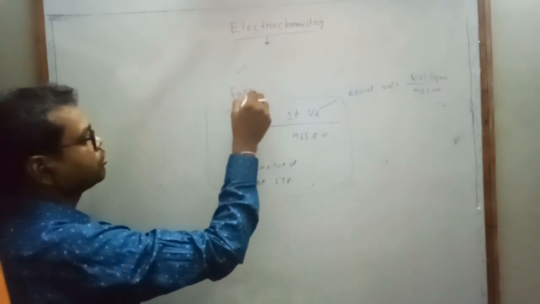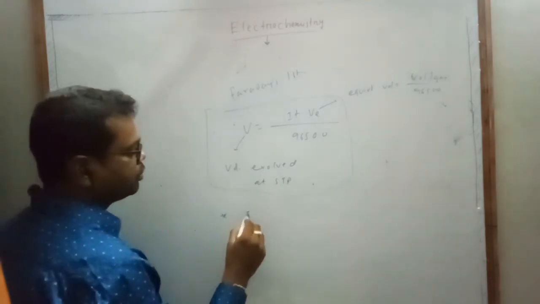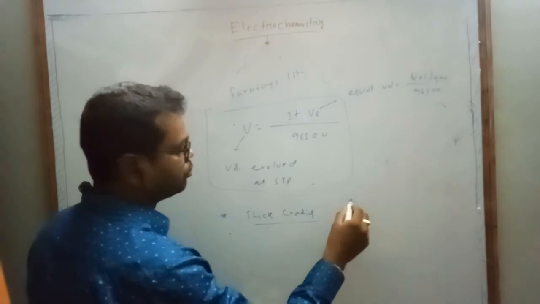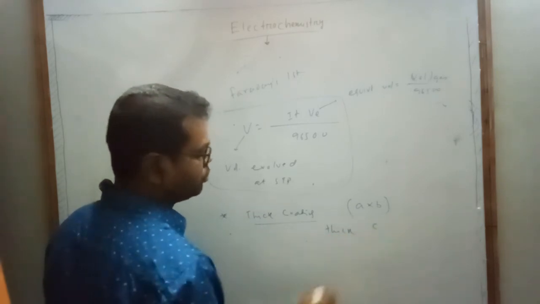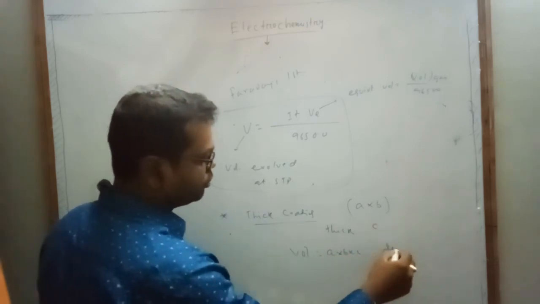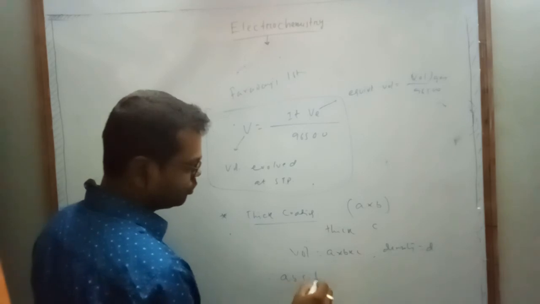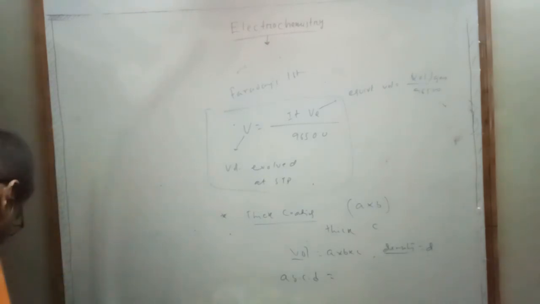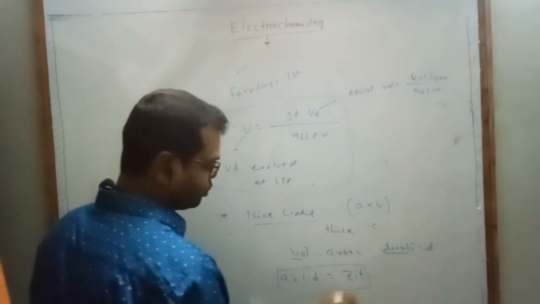This is Faraday's first law. Another point, if a thick coating takes place, so if the area of the sheet is A into B and the thickness of the coat is C, then the volume becomes A into B into C, and if the density is equal to D, then that becomes A into B into C into D. The volume into density is mass, and that mass is equal to again your ZIT.